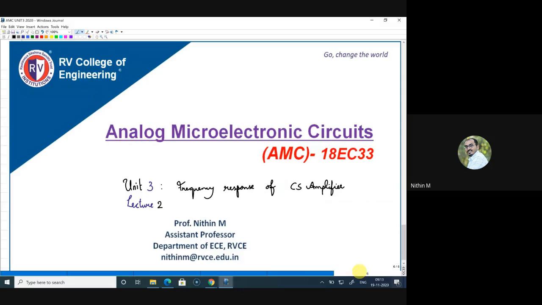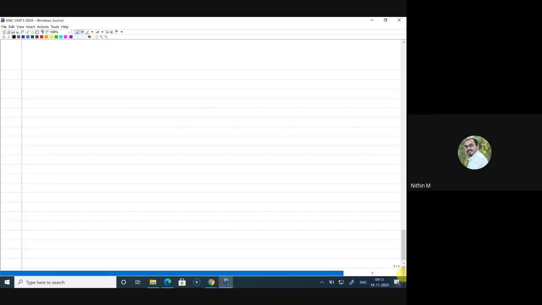So with the understanding of high frequency equivalent circuit and unity gain frequency, let us move to the next important section, which is frequency response of an amplifier. Whatever we are doing now in the first 3 lectures will be repeated for BJT also. All right, so we'll look at the frequency response of CS amplifier.